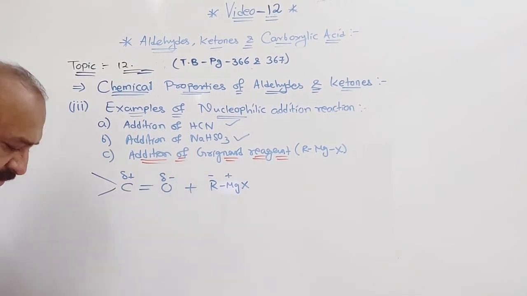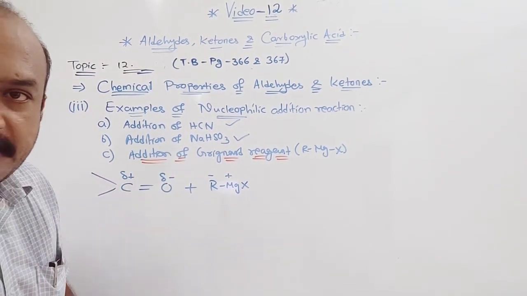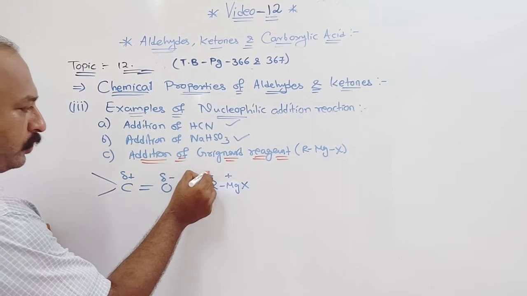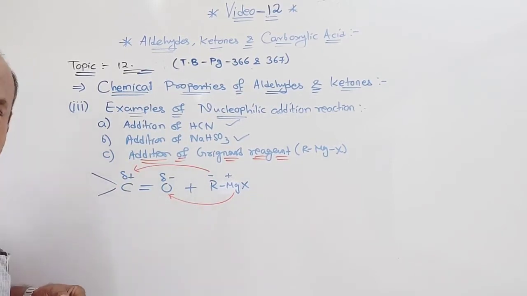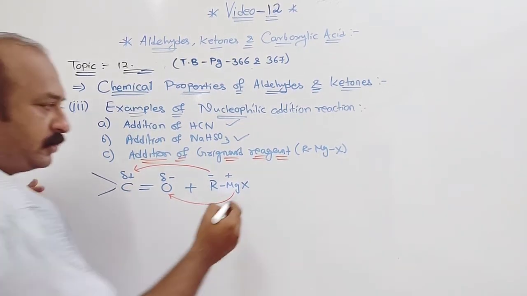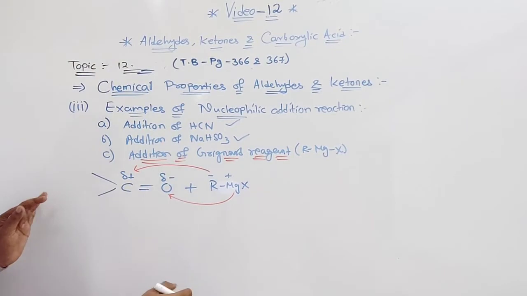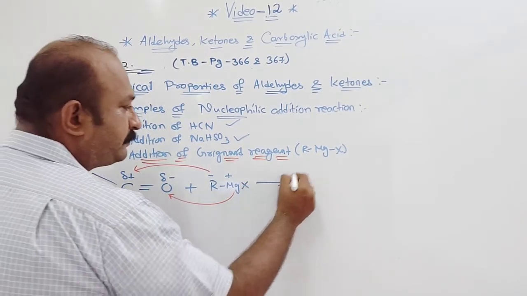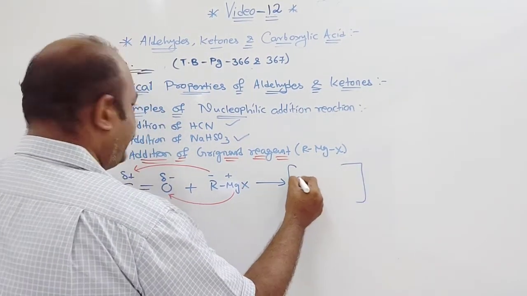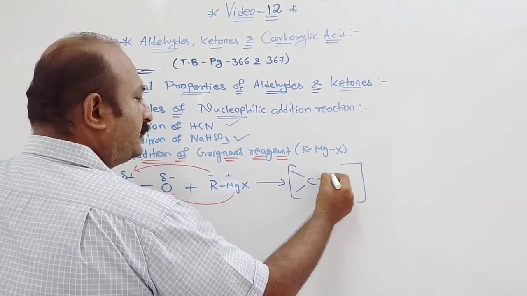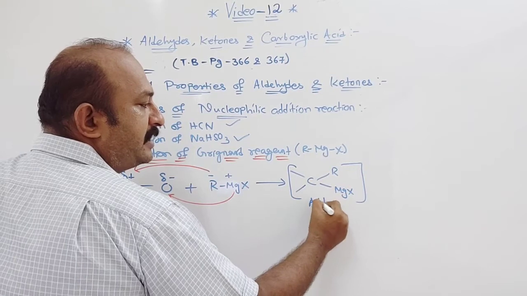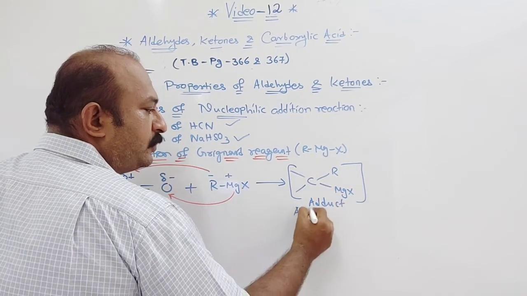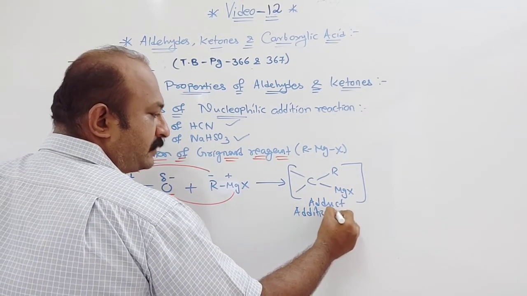So what will happen in this case, you can easily understand: the negative part will go towards the positive part and the positive part will go towards the negative part. So you get an addition product, or an adduct also it is called. Okay, so what you will get? An addition product. In this case I will write like this, C, here it will be R and here MgX. So this is your adduct, or you can also call it an addition product.